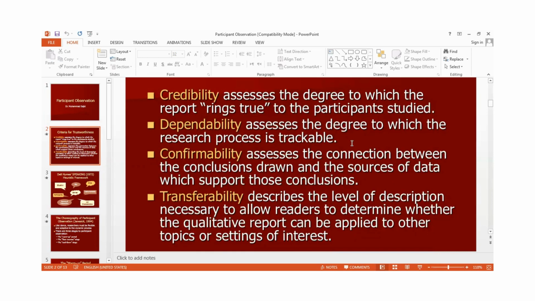Dependability assesses the degree to which the research process is trackable. And third is confirmability, which assesses the connection between the conclusions drawn and the sources of data which support those conclusions. And the fourth is transferability, which describes the level of description necessary to allow readers to judge whether the qualitative report can be applied to other topics or settings of interest.